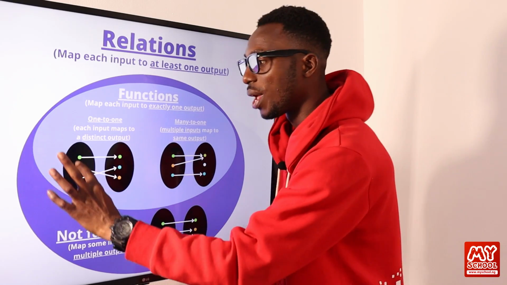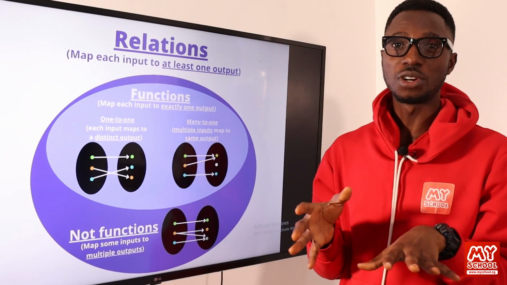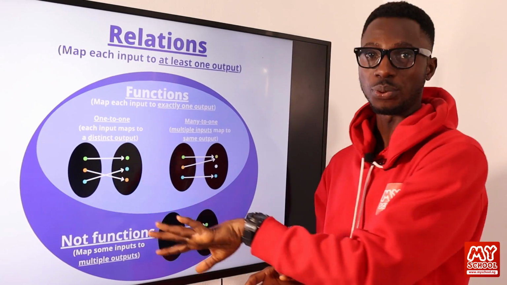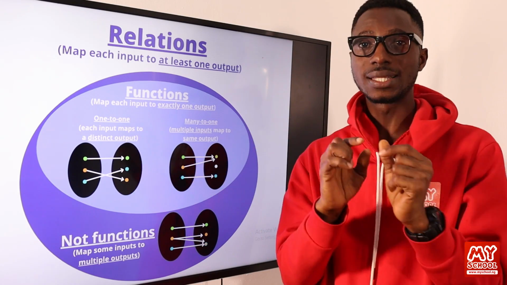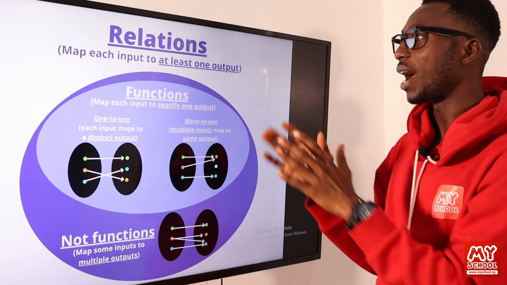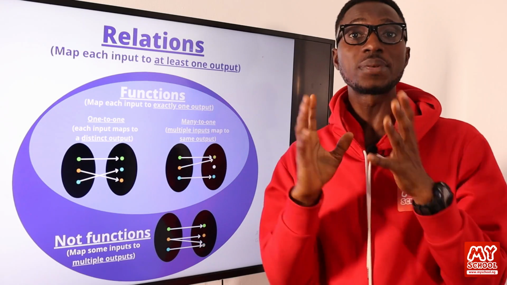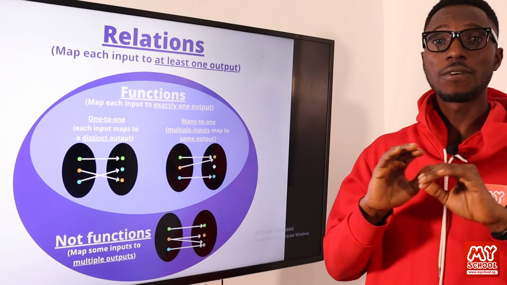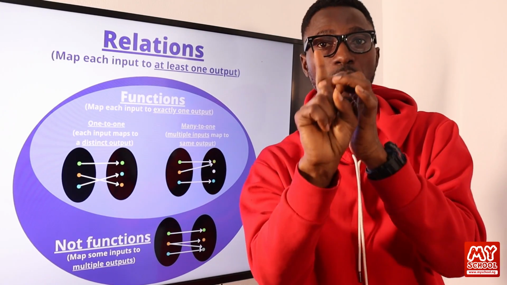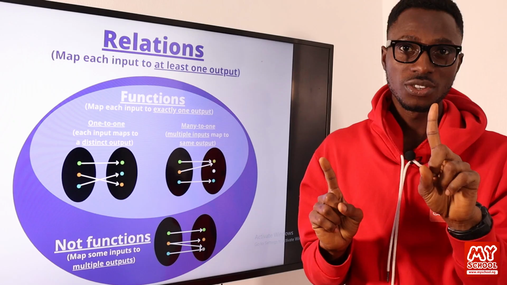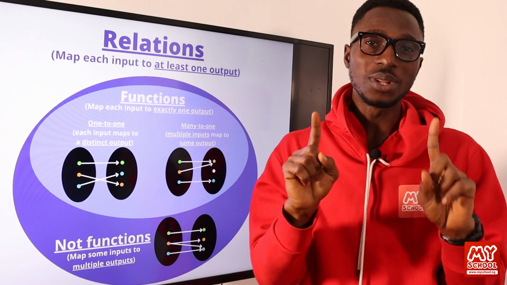So this is where we have our inputs, and this is where we have our outputs. That connection or interaction where inputs are matched to at least one output, that is where we have relations. We now have functions, which are a subset of relations. Functions are just rules that map a single input to a single output. So anything that gives more than one output for an input is not a function.